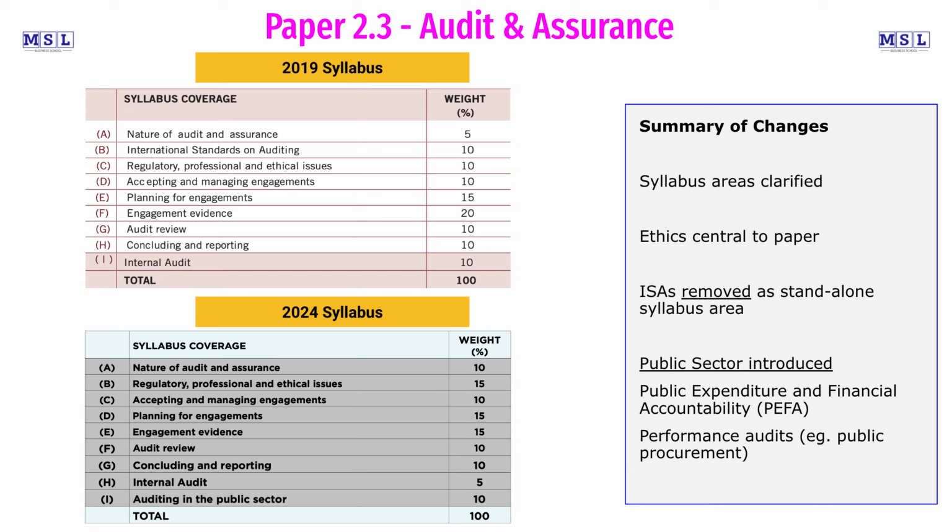And because the public sector is important to this syllabus, the public sector is now a standalone area for 10 marks. It wasn't there in the old syllabus. So things like the PEFA framework, public expenditure, and financial accountability is now in this paper. Performance audit, you can also find them here. Things like public procurement, they are all here.